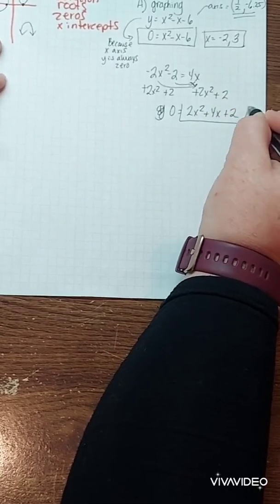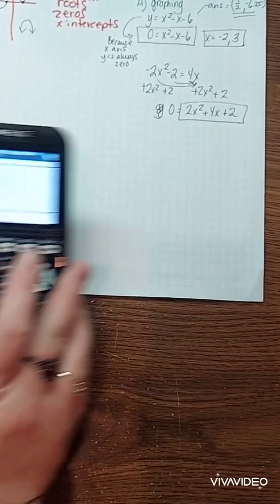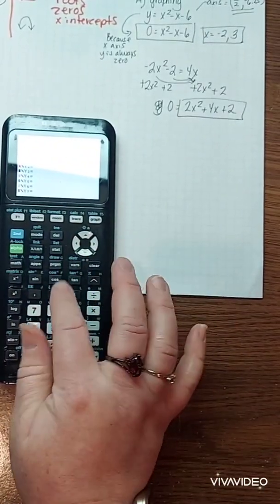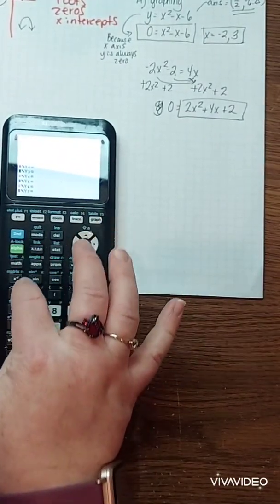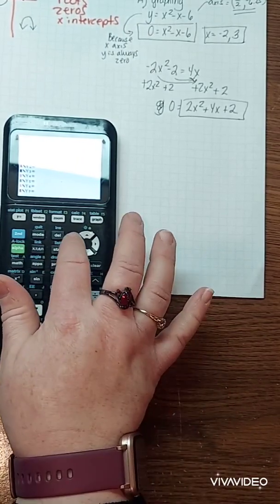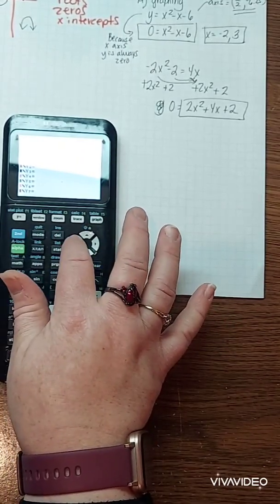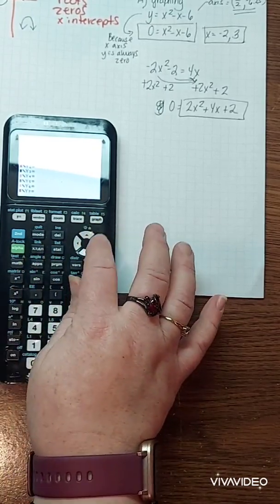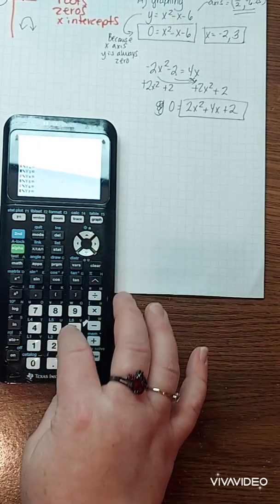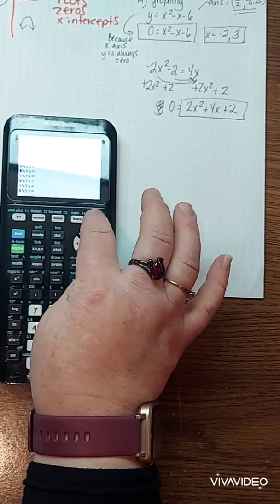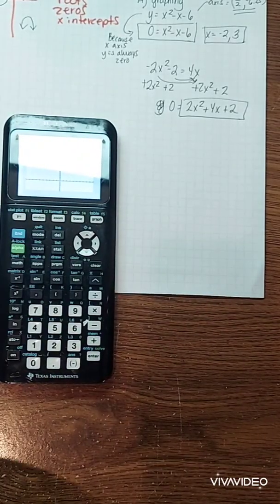All right, let's put this in on our calculators, okay? So let's go back to this. Let's clear. So 2x squared, whoops, I forgot the 2 part. 2x squared plus 4x plus 2, okay, and let's graph.